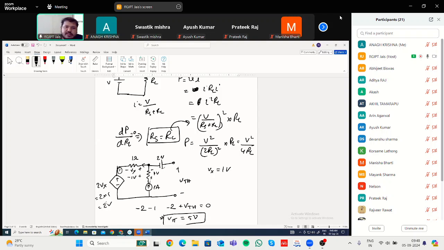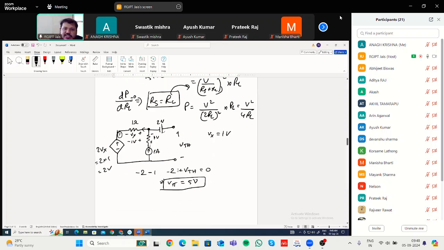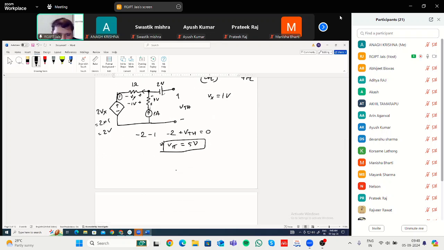Okay. Then it is RTH. How to find RTH? In the previous method, what was the problem in finding out RTH when there is a dependent source? When you are removing any sources, the first thing you have to do is deactivate any kind of source. If it is a voltage source, you replace that with a short circuit. If it is a current source, you replace that with an open circuit.